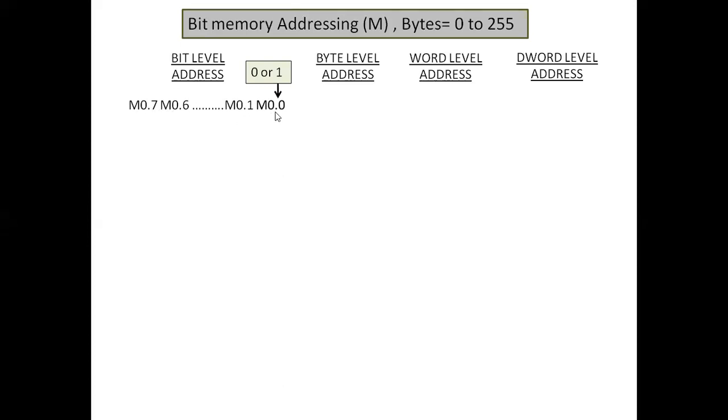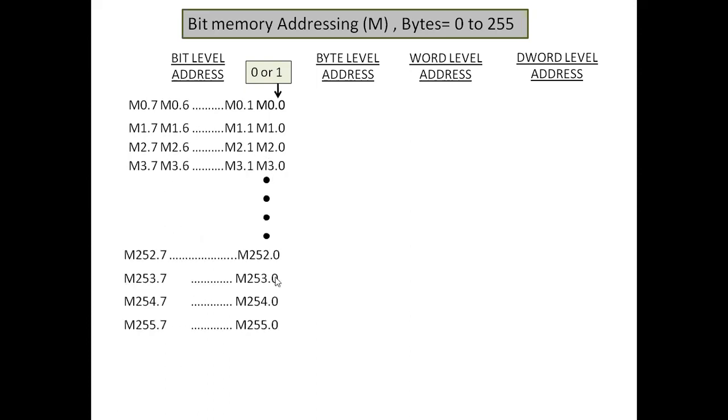So this is 1 byte, totally 1 byte. Once 1 byte is over, the next byte number changes: 1.0 to 1.7. Like this we have other bytes up to 255: 255.0 to 255.7. If you count the total number of bits here, you get 2048 bits. This maximum 255 is for a total of 256 bytes.